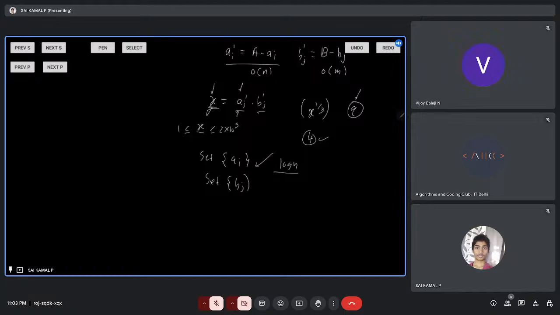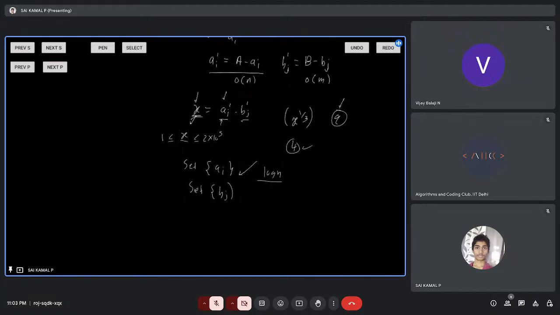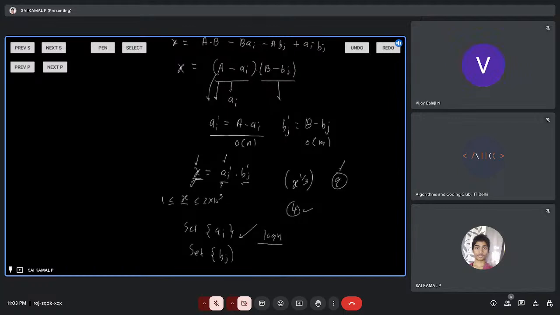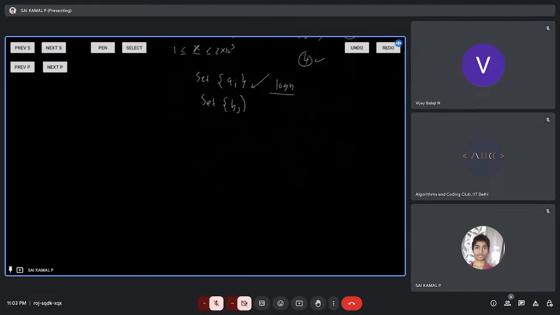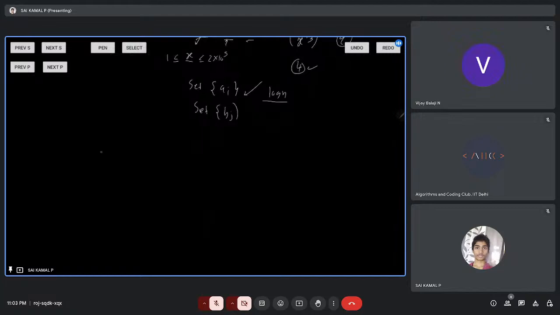So this is one way of doing the problem. If you want to avoid sets and using these divisors, factors, then there is another slight variation in which we can do it, which relies on the fact that it is given that x lies between 1 and 2 into 10 power 5 in the problem.